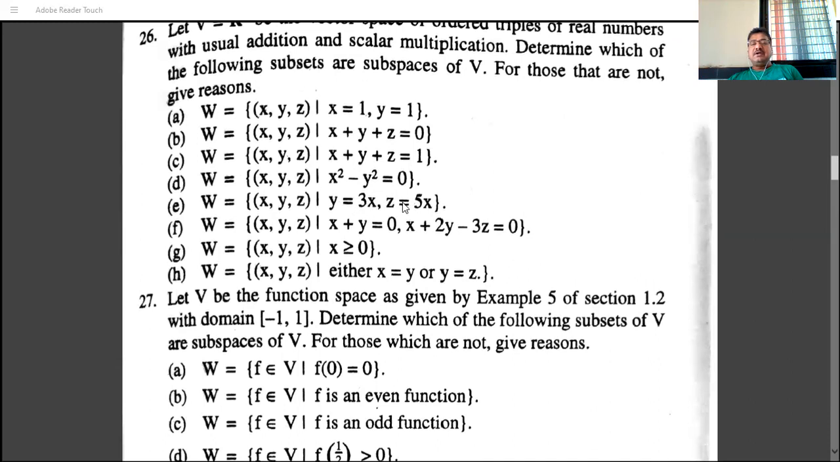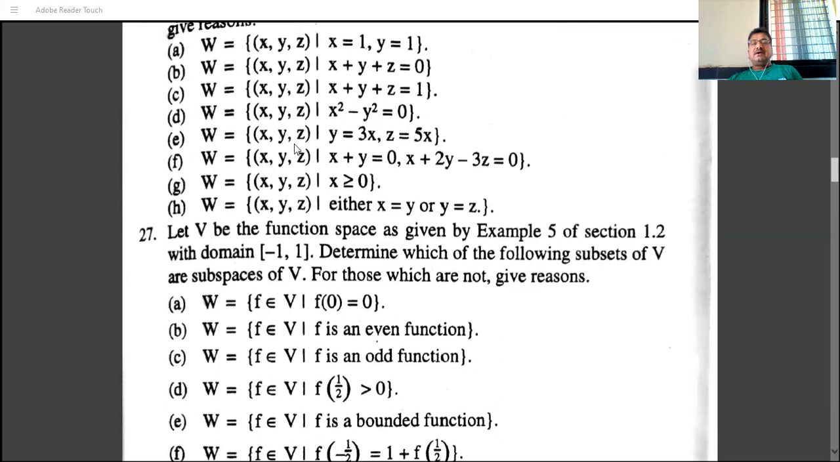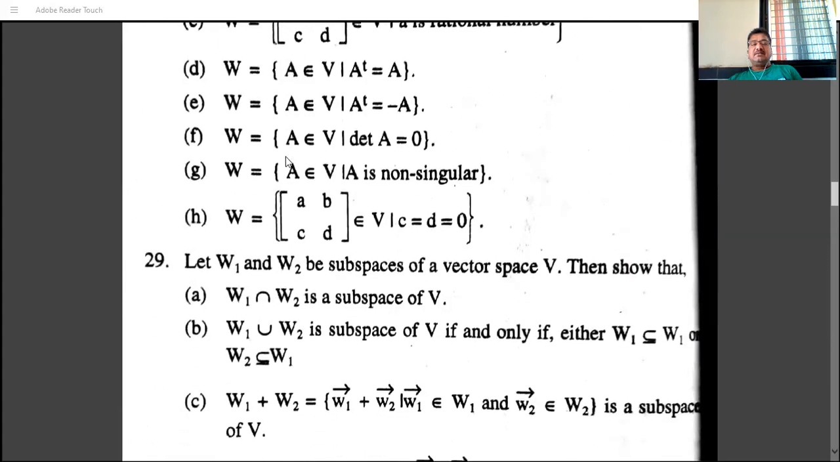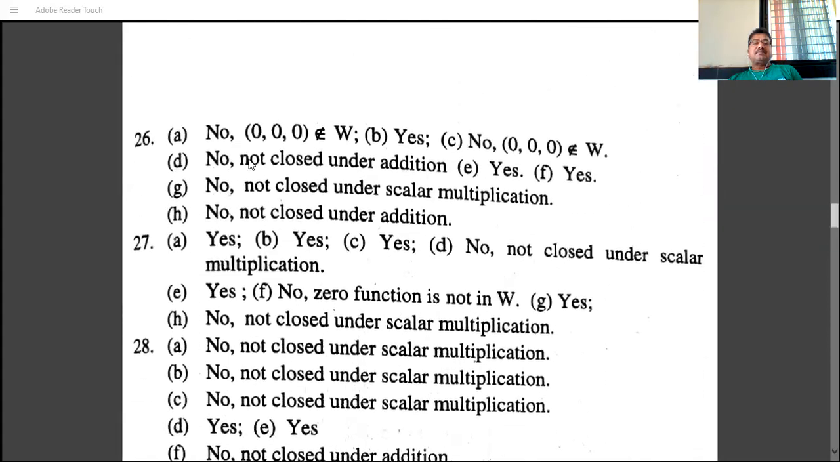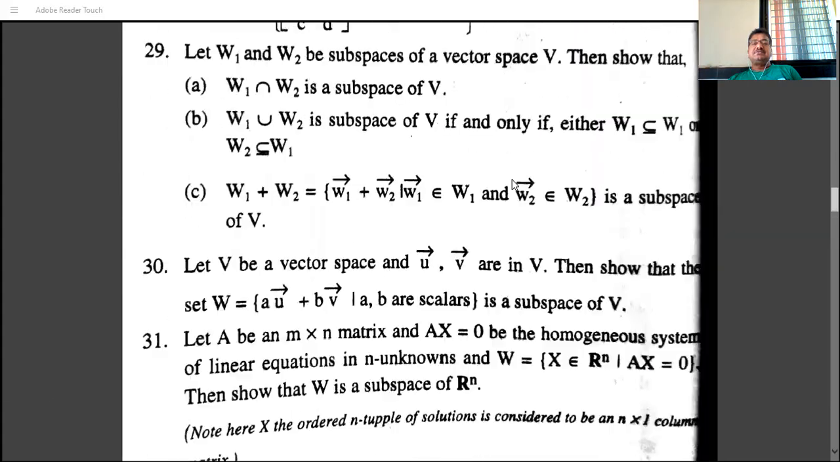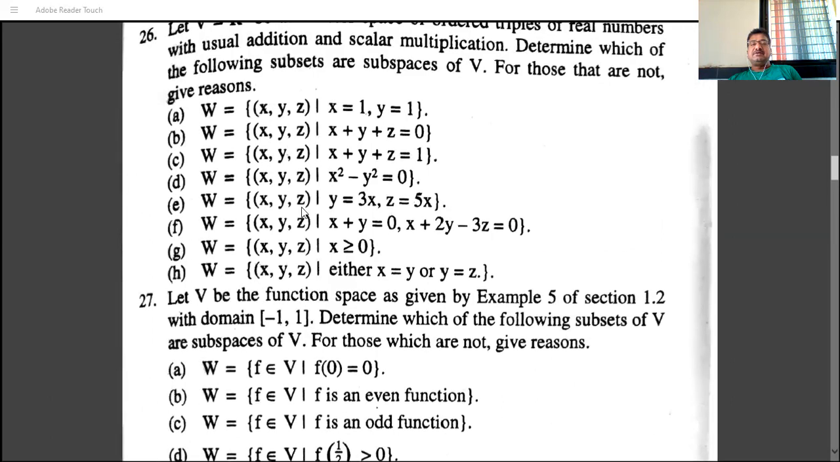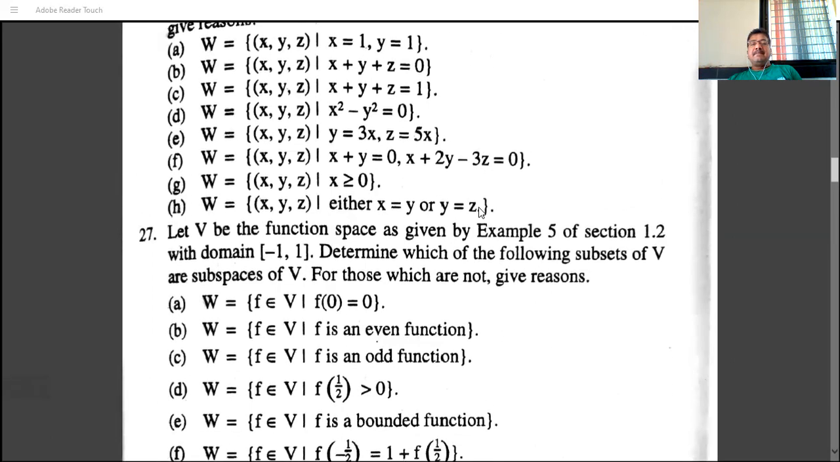So Y is equal to 3X and Z is equal to 5X. This is also, that is X, 3X, 5X. This is again... Y is 3X is not a subspace. E, 26E, 26E, so it is a subspace. So show the two conditions, that is, addition of every two elements of W belongs to W.